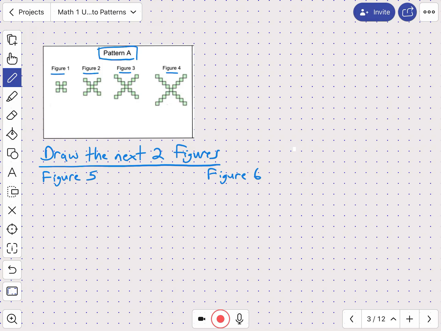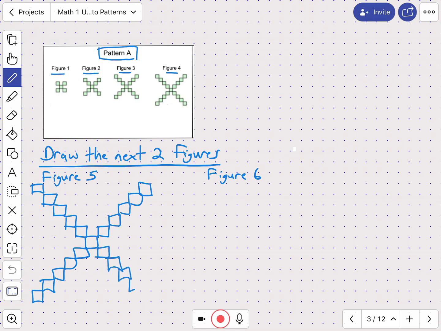So I'm basically going to look at what we have here. We have 1, 2, 3, 4, 1, 2, 3, 1, 2, 1. So I think when figure 5 comes, we're going to have 5 of these diagonals with the X. So let me draw 5 here: 1, 2, 3, 4, 5. It helps to have these squares here. Okay, so 5 and then 1 in the middle, and then 5 going this way, and then 5 here, 1, 2, 3, 4, 5, and then 5 in our final direction.